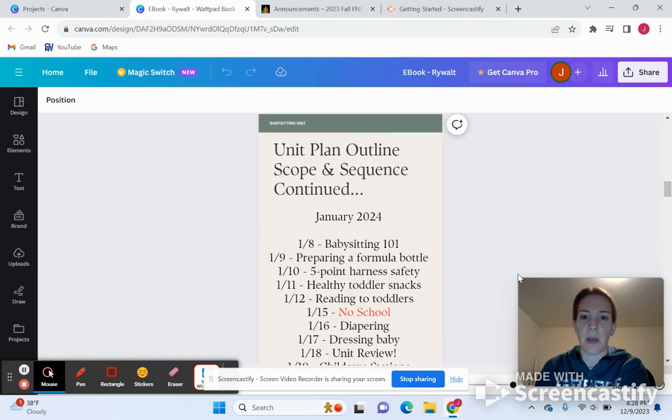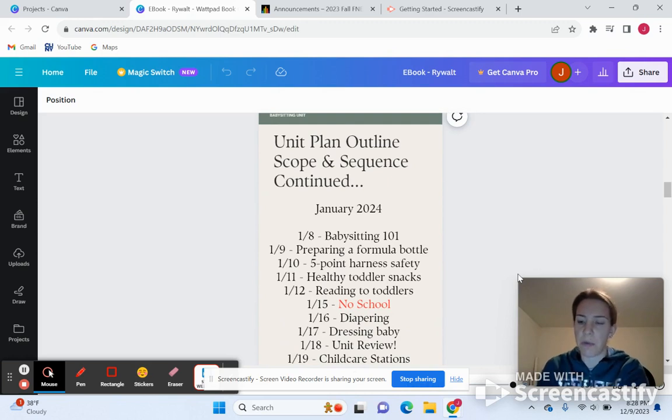So for the unit plan outline, scope, and sequence, I would be launching this unit in January after the new year. Starting off on January 8th, Babysitting 101. So this is going to be more of the entrepreneurial side of babysitting. So teaching the students how to find families, how to find children to babysit for, how to create flyers. How are they going to advertise their little business that they've started? We would also go over basic safety and first aid in that unit.